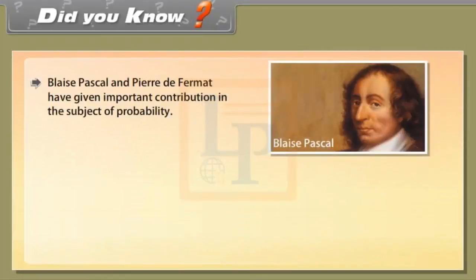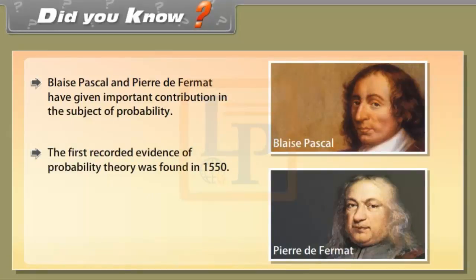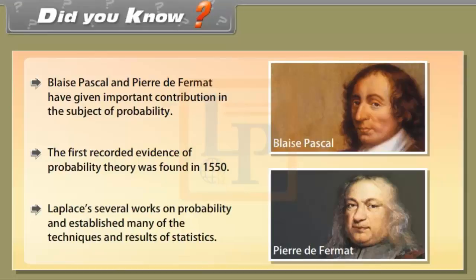Did you know? Blaise Pascal and Pierre de Fermat gave important contributions in the subject of probability. The first recorded evidence of probability theory was found in 1550. Laplace's several works on probability established many of the techniques and results of statistics.